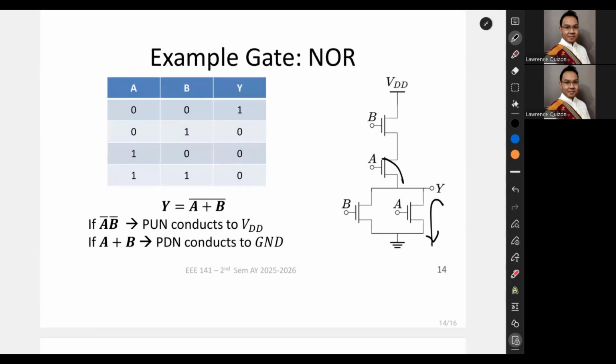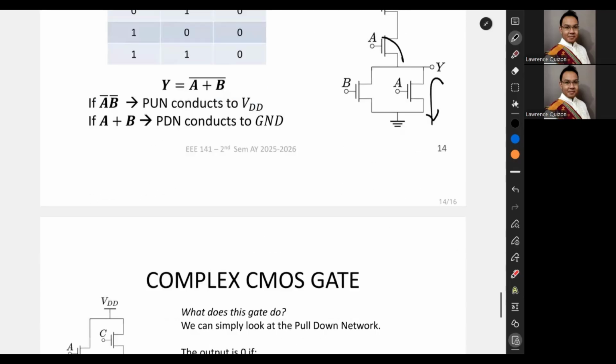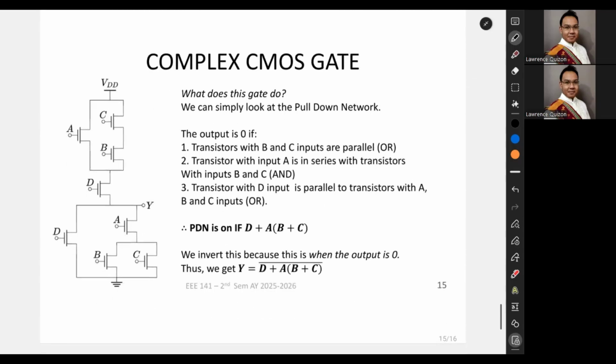An interesting observation is that CMOS is always an inverting technology. So there's always NAND, NOR, or NOT. Okay? We can build more complex CMOS gates out of that basic principle. So for example, here, what does this gate do? When you have a problem like this, an analysis of a CMOS gate, you just have to look at one half of the network, namely the pull-down network. So we'll see when the output is 0.